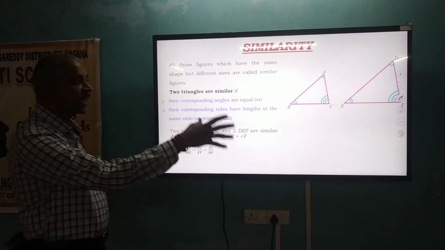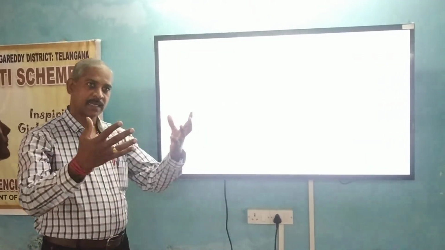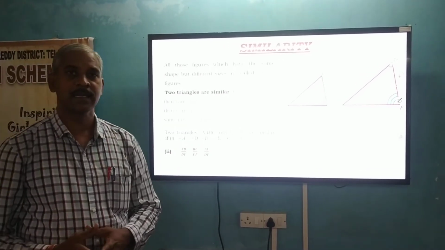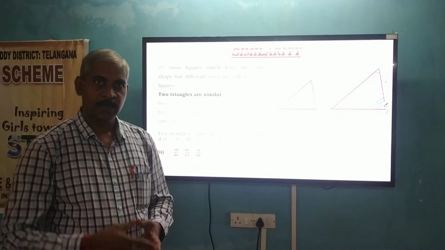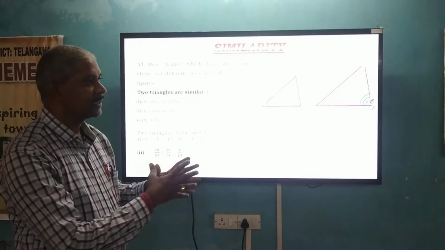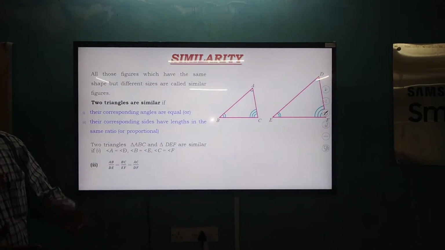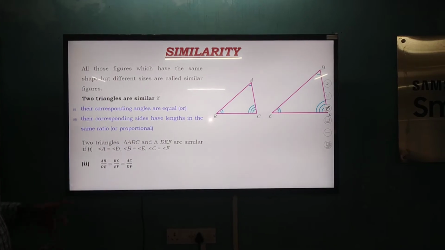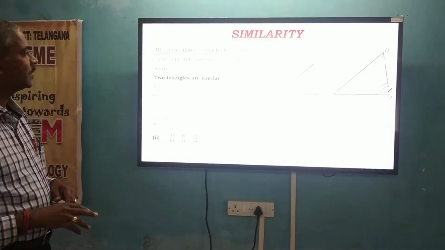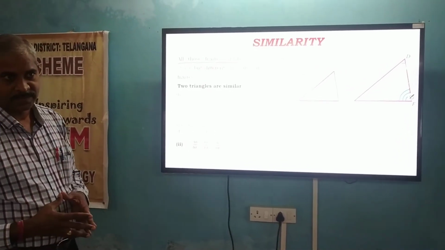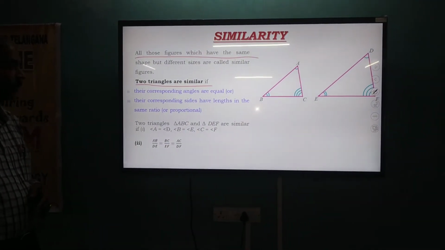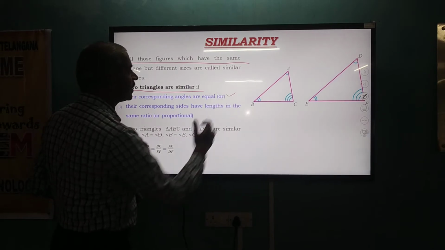Now, coming to the triangle, we have taken examples of similarity. After that we did one activity by focusing light and generalized it for polygons. Now we are coming to the actual part, that is similarity of triangles. So this is the generalized idea: all figures which have the same shape but different sizes are called similar figures. But when it comes to triangles, two triangles are similar if their corresponding angles are equal.